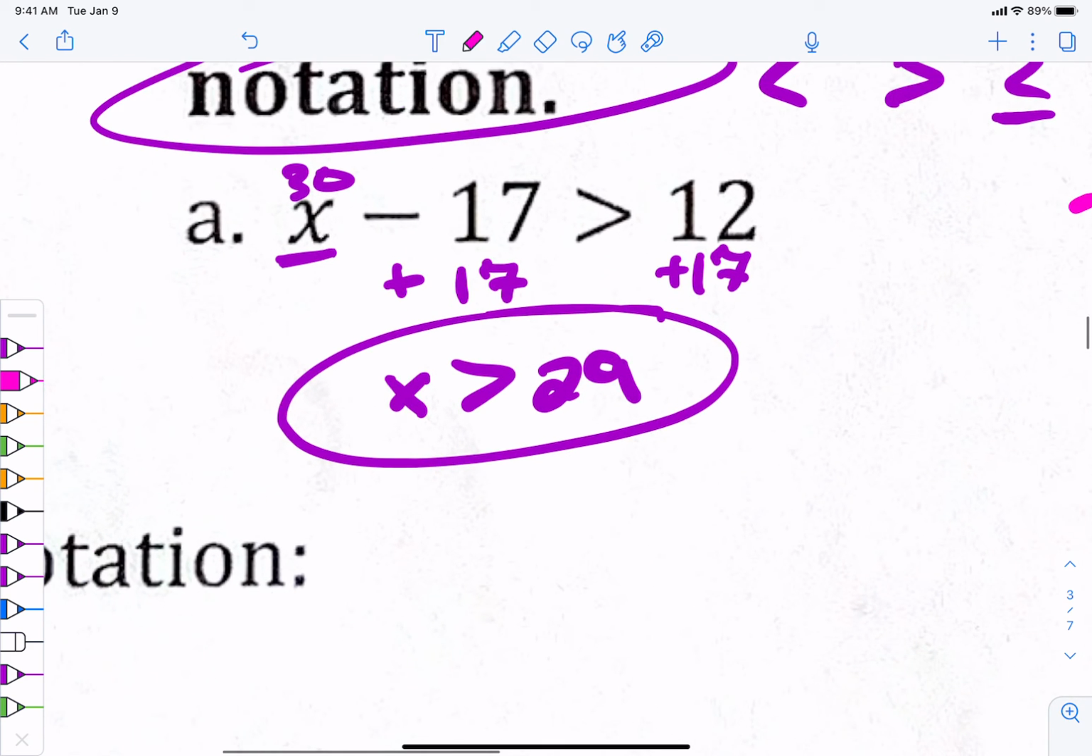I think they're getting a little too picky. I know. It's already kind of in set builder notation. You just have to add some things, okay?